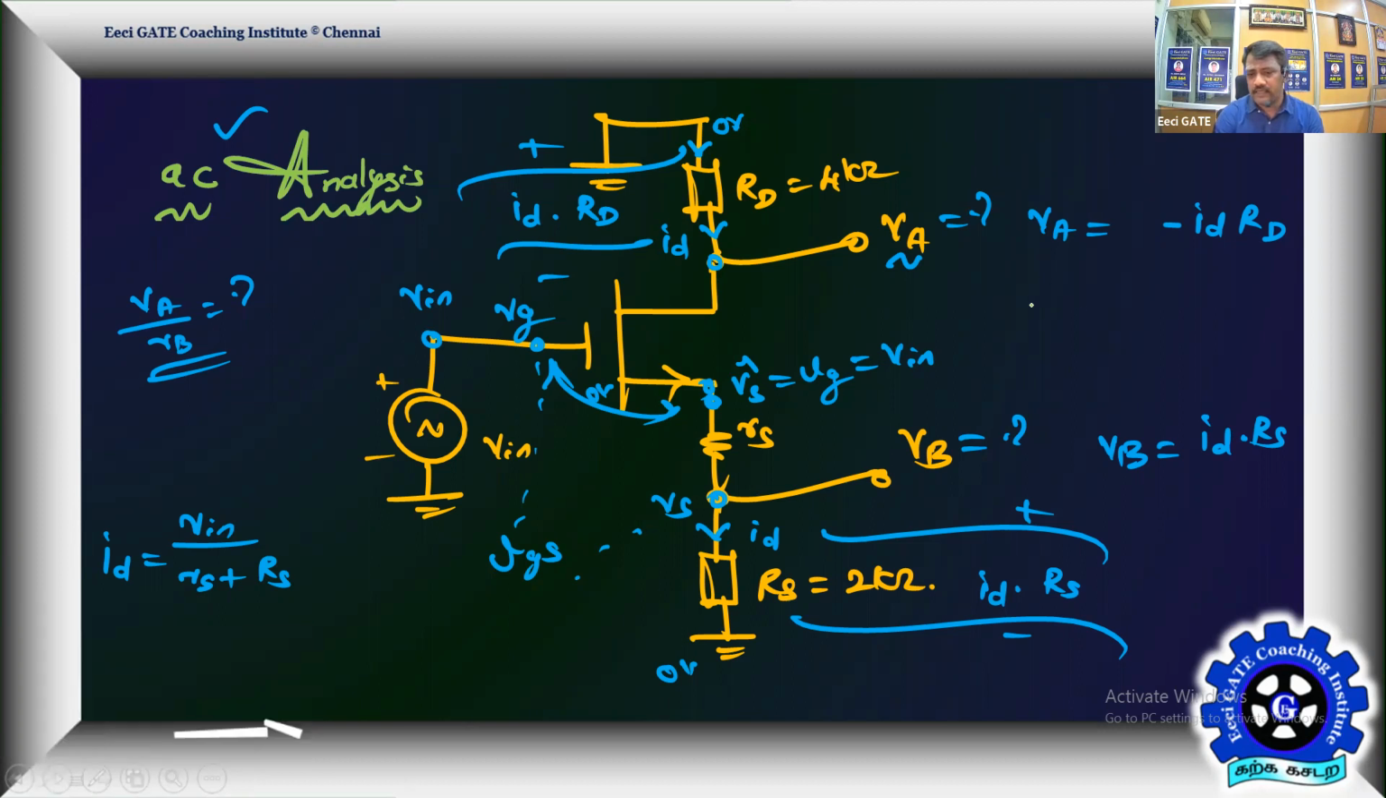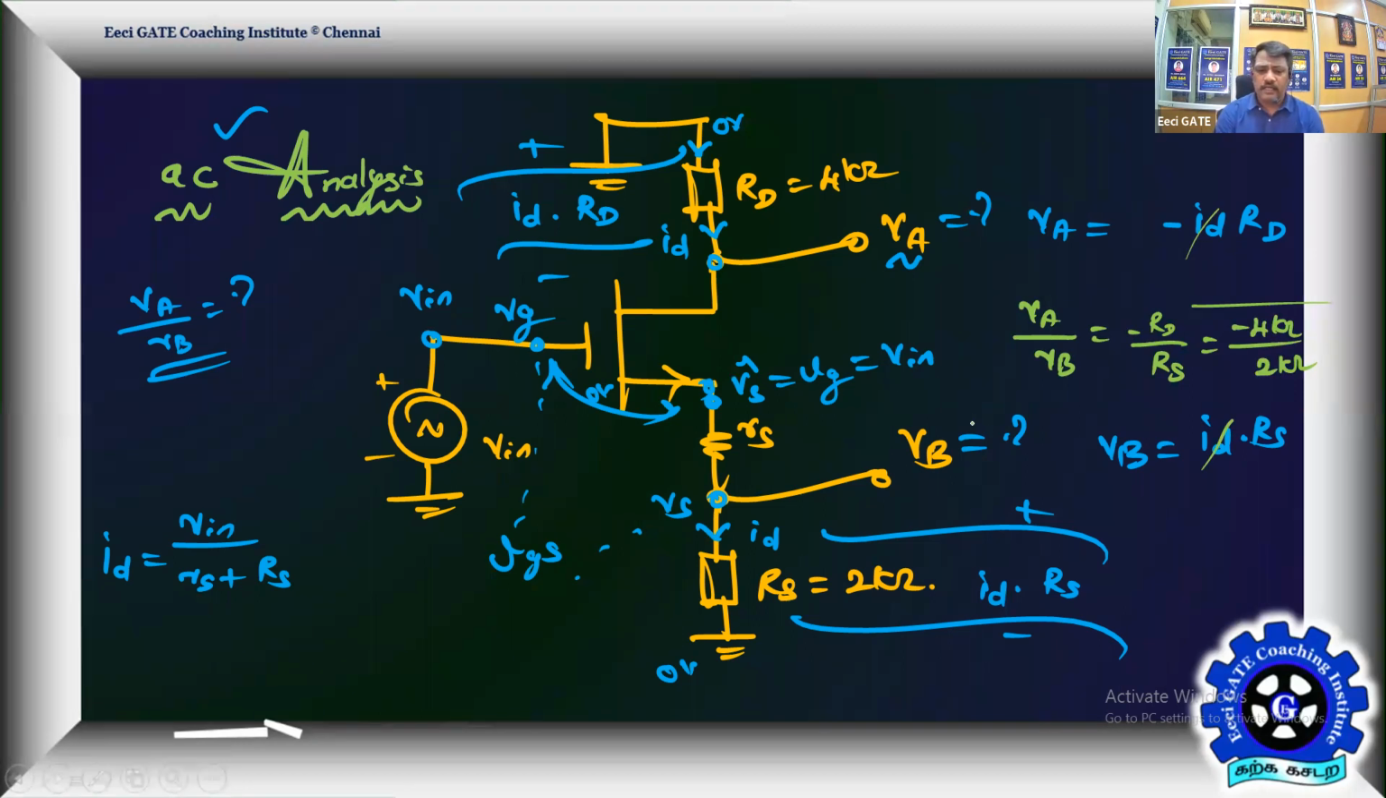What we are looking for is the value VA by VB. Then simply go for the ratio. ID will cancel if you go for the ratio. Then simply the answer is going to be minus RD by capital RS. RD is given, RS is given, so it's going to be minus 4 kilo ohm divided by 2 kilo ohm.